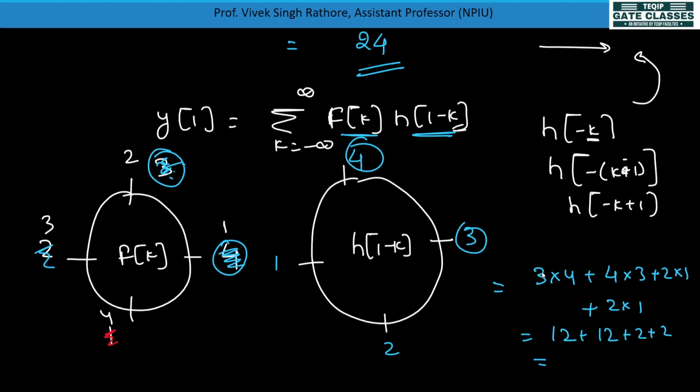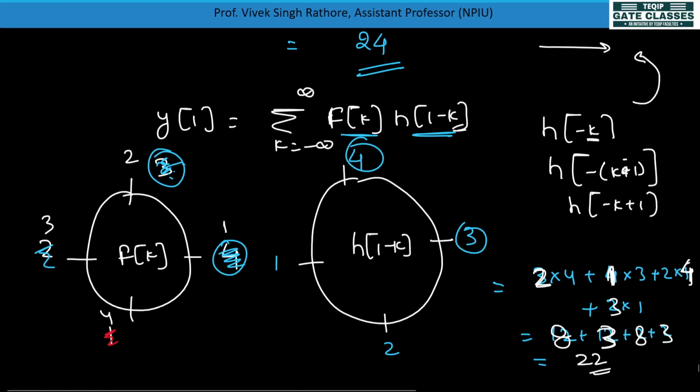So some calculation will change. 2 into 4 will come, and here 1 into 3 will come, plus here will come 4 into 2, and plus here 3 into 1 will come. So 2 4s are 8, 1 into 3 is 3 only, and 2 into 4 is 8, 3 into 3 is 3, 8 plus 8 16, 16 plus 6 will come 22. So ultimately the answer of y of 1 will be 22.